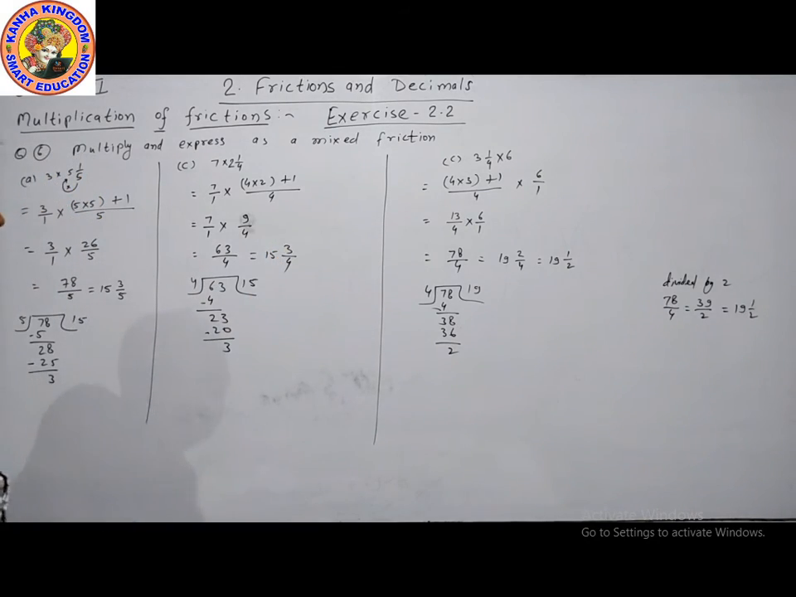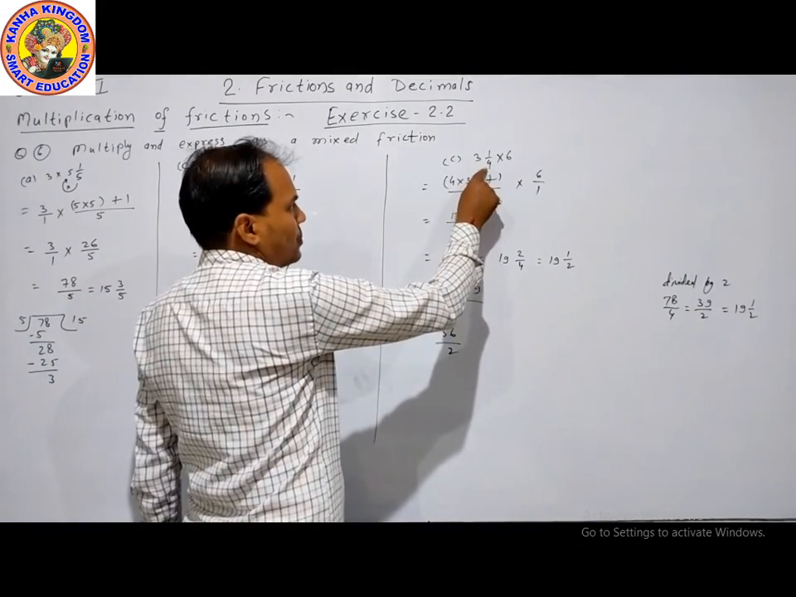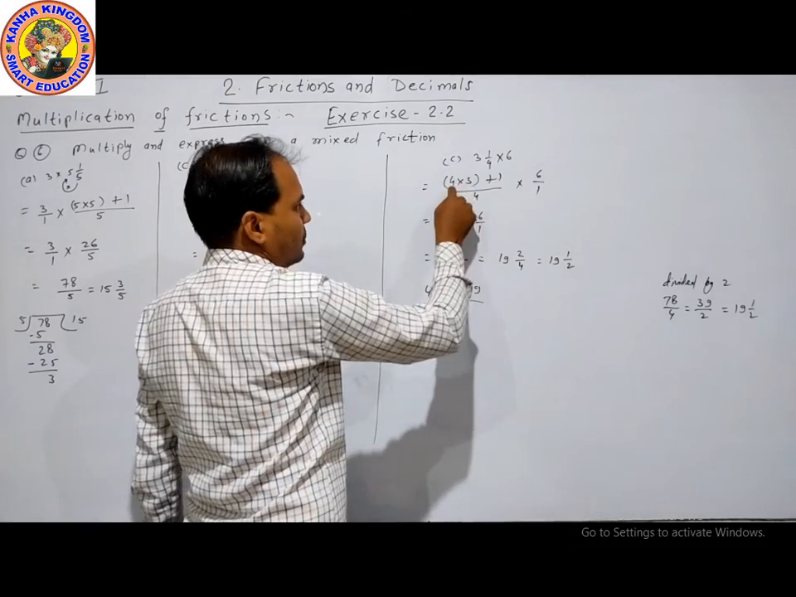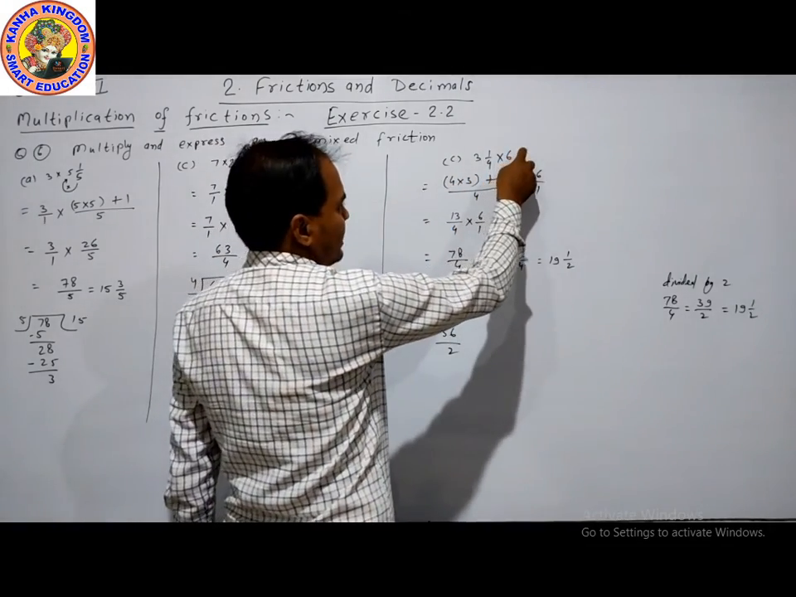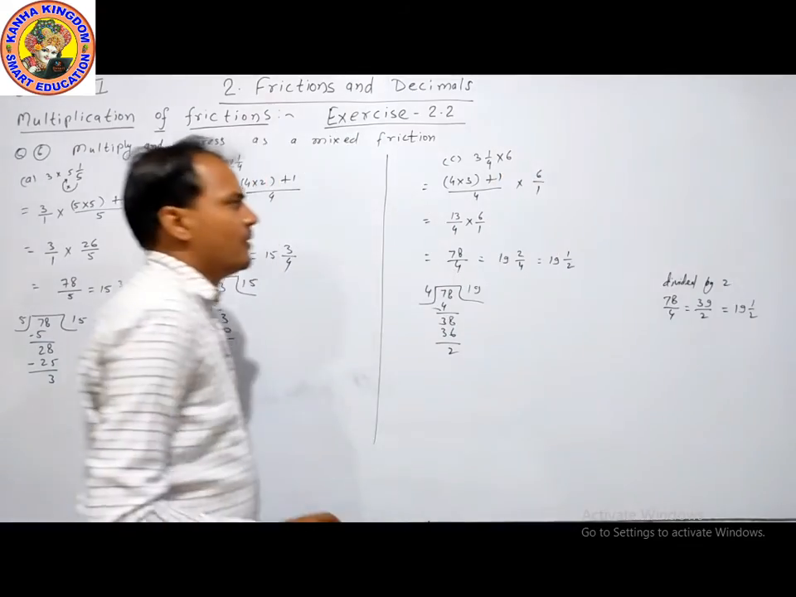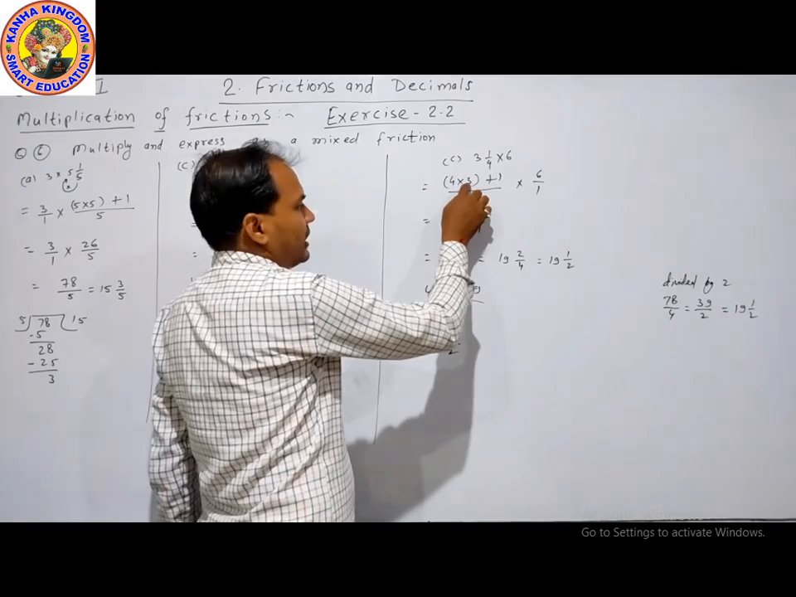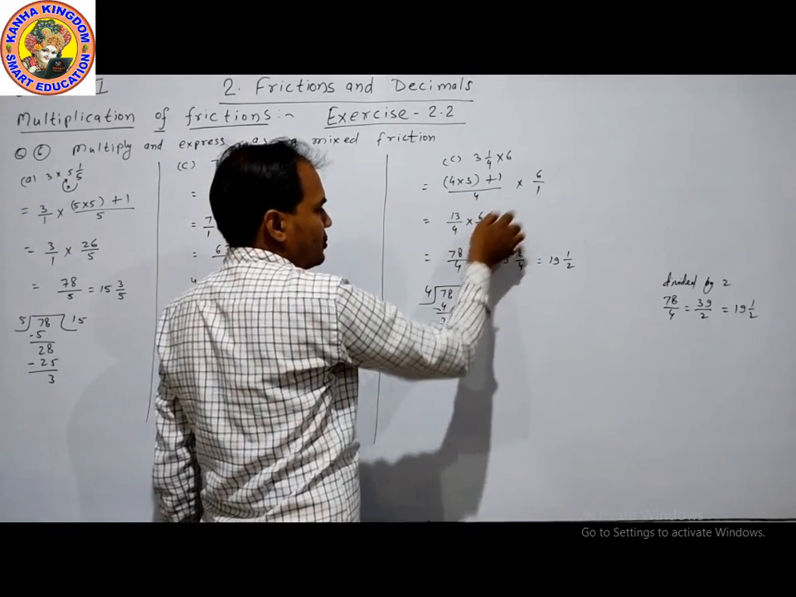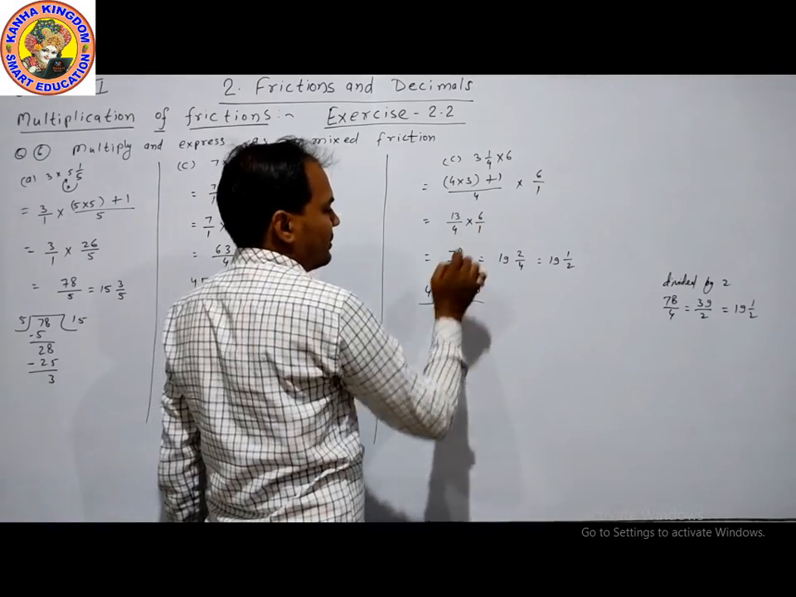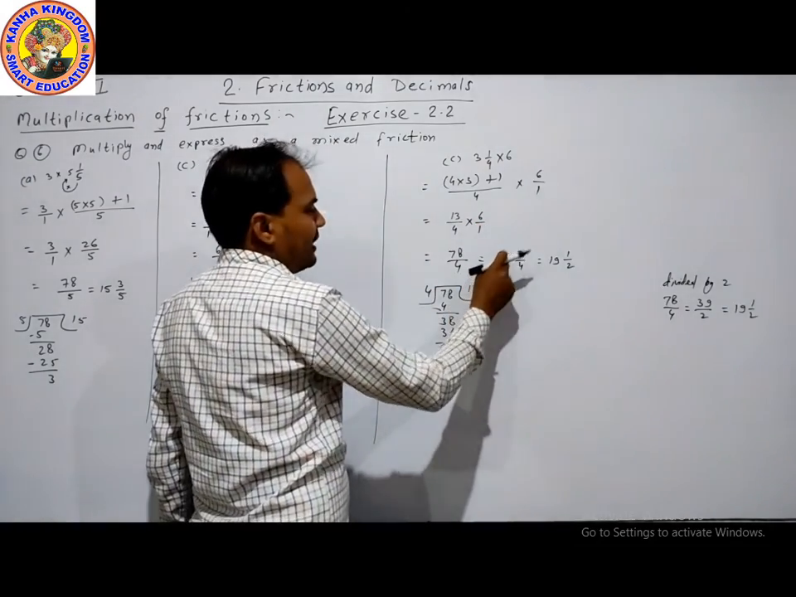In another question, there is a mixed fraction number. So 4 into 3 plus 1, the divisor is 4. 6 is an integer, so we convert it into a fraction by dividing by 1. 4 into 3 is 12, plus 1, 13 by 4, times 6 by 1. 13 into 6 is 78 by 4. When we divide, the answer is 19, 2 by 4.